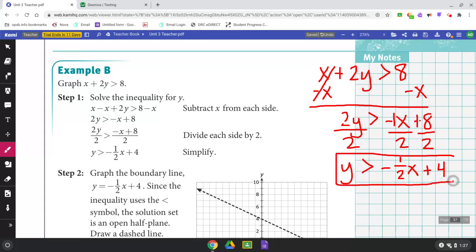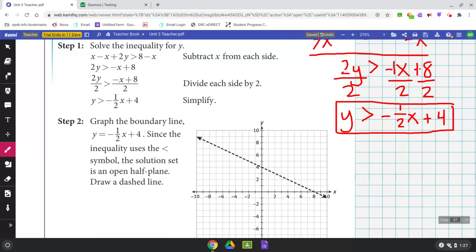Now I can pull out my y-intercept and my slope. My y-intercept, b, is positive 4, so I'm going to put a point at positive 4. My slope is -1/2. So from this point, I'm going to go down 1, right 2, point. Down 1, right 2, point. Down 1, right 2, point.